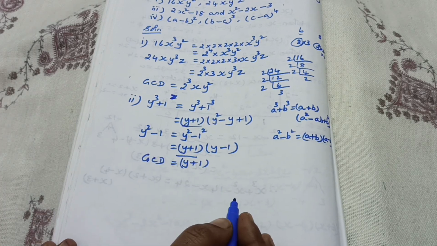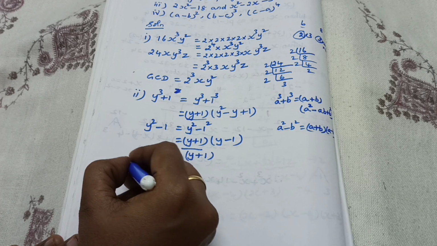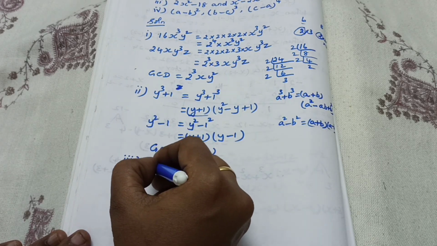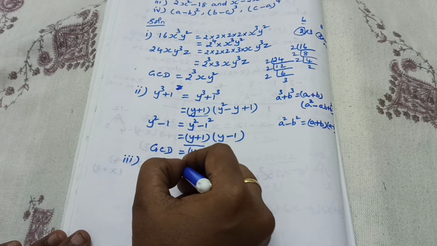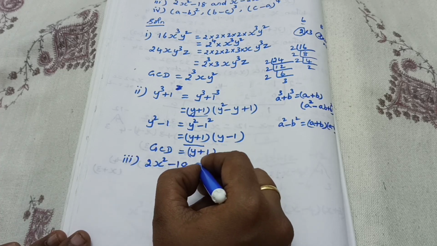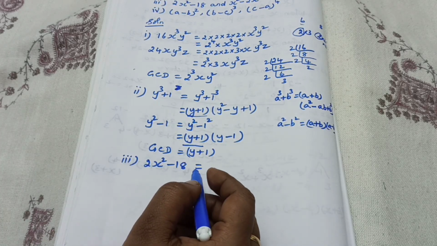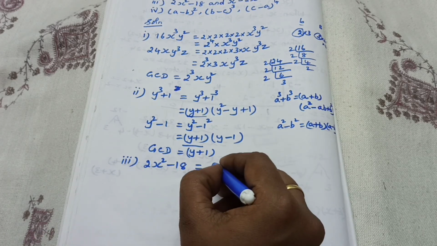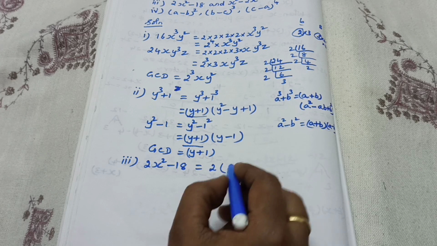Any doubt? Then the third one, 2x square minus 18. First one, 2x square minus 18. Here which is common? Can we take a common factor outside? 2 is common, we can take it outside, isn't it?